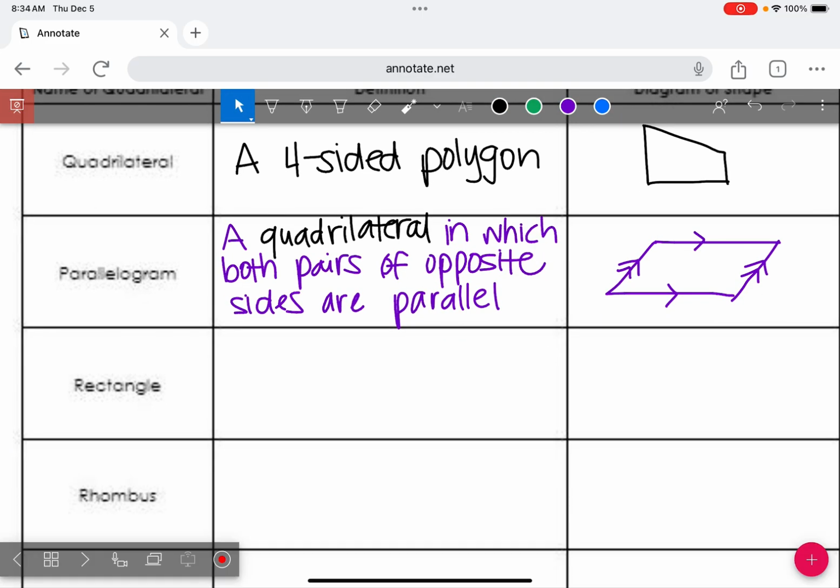Next, we have a rectangle. A rectangle belongs to the parallelogram family. So a rectangle is a parallelogram with a few other properties. It's a parallelogram in which at least one angle is a right angle.